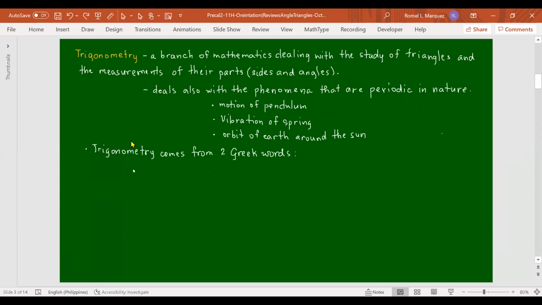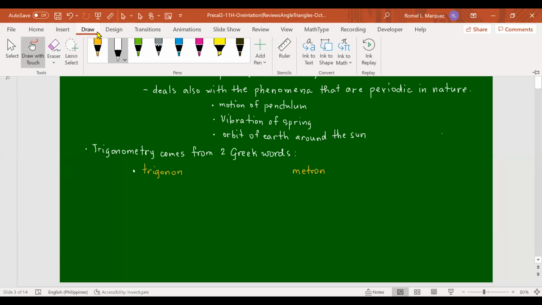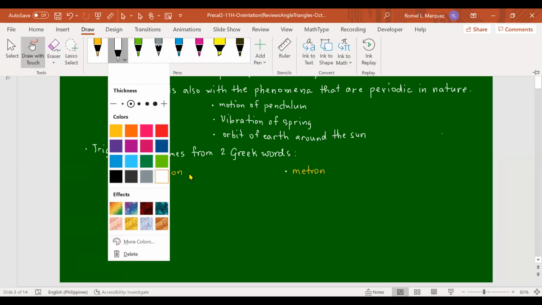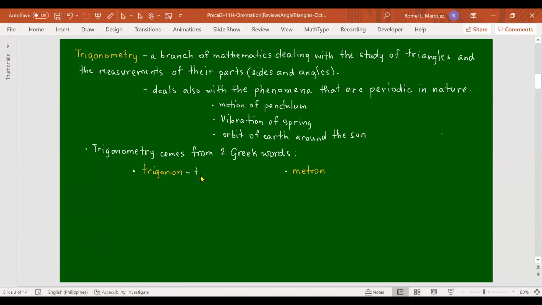Trigonon and metron. So what do you mean by trigonon? And the other one, metron. Trigonon means triangle po, and metron means measure po. Triangle. And then metron means? Measure. Is it measure? What in particular? To measure or a measure? Measure.